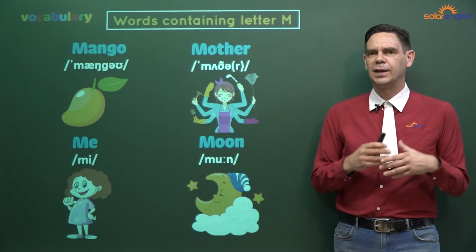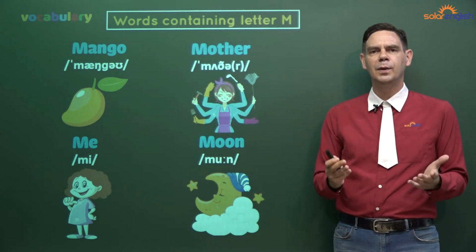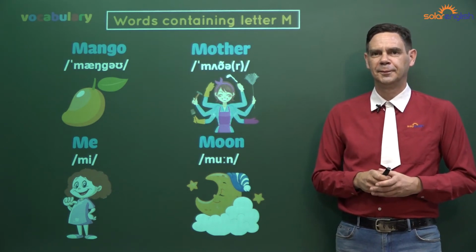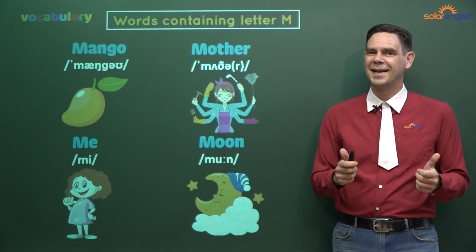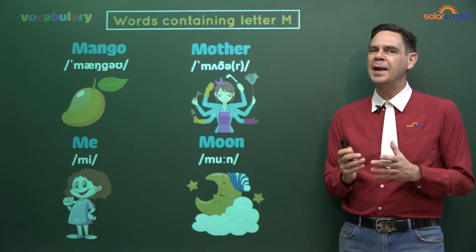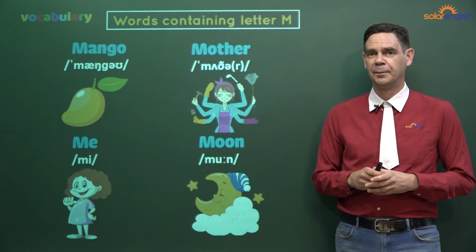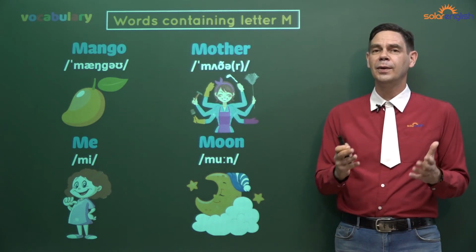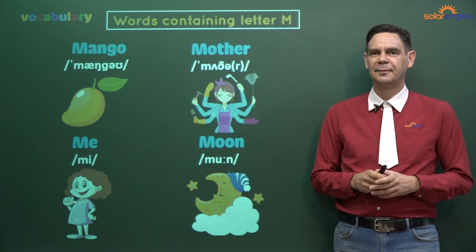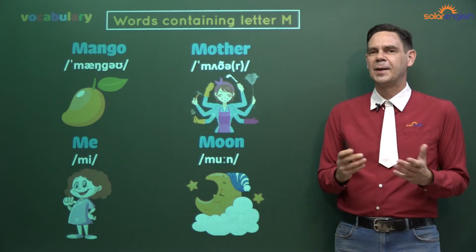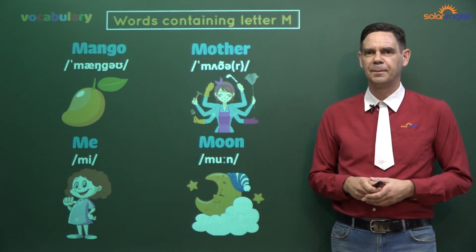Say all the words after me. Mango, mother, me, moon. Mango, mother, me, moon. Excellent, everyone. And backwards. Moon, me, mother, mango. Moon, me, mother, mango. Great job, everyone. So you can hear the sound of M in all of those words.